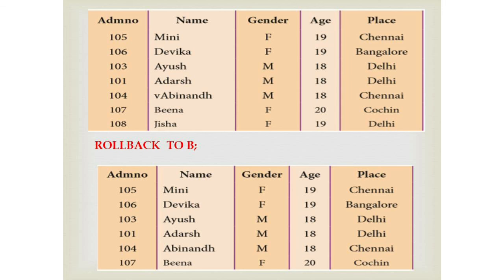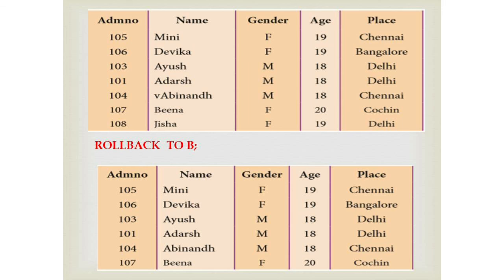Now we are going to perform rollback, that is, we are going to restore the database to the last committed state. In the last committed state, we didn't add Jisha, right? Before that, till Beena was there, right? So I'm going to perform rollback. For that, the command is rollback to B. What will happen? The last action which we performed will be rolled back.